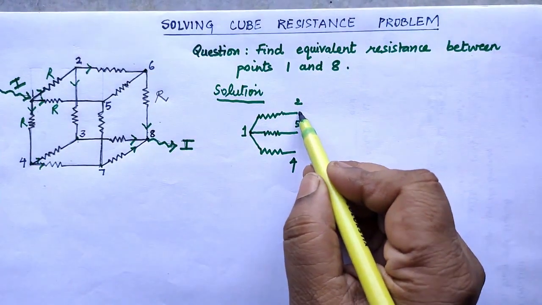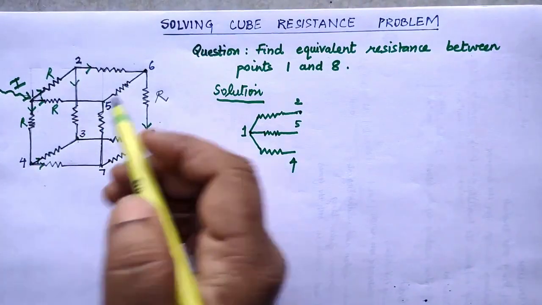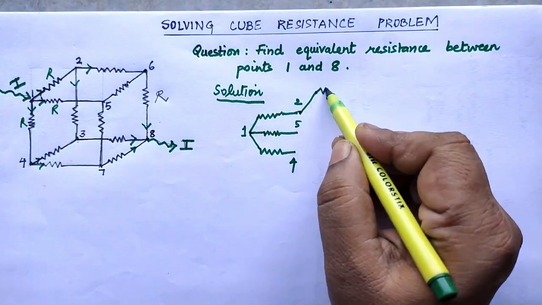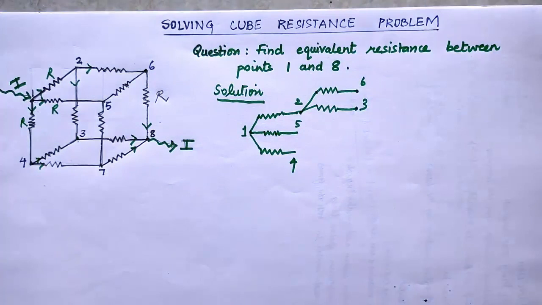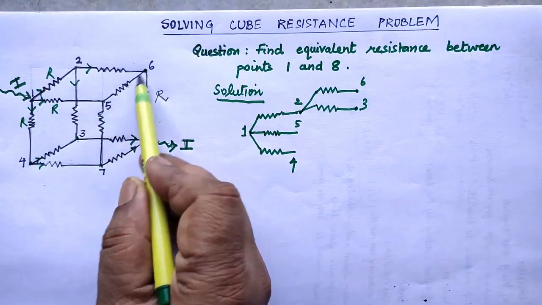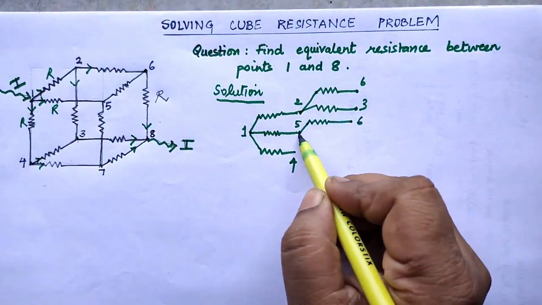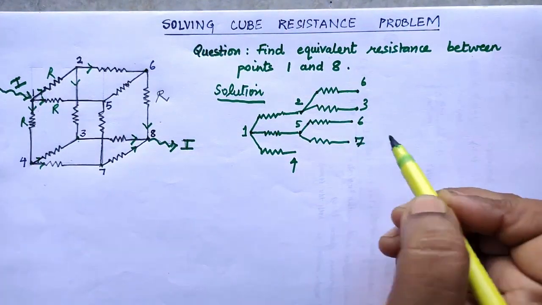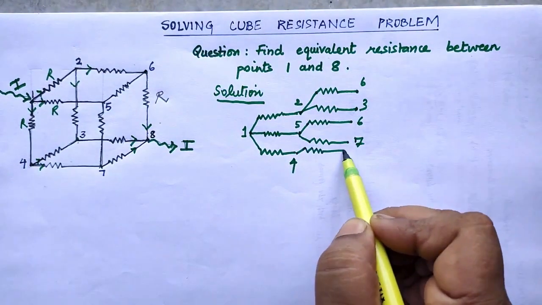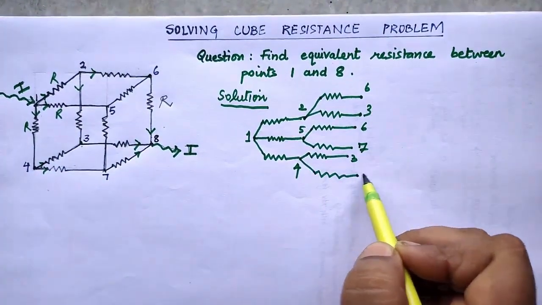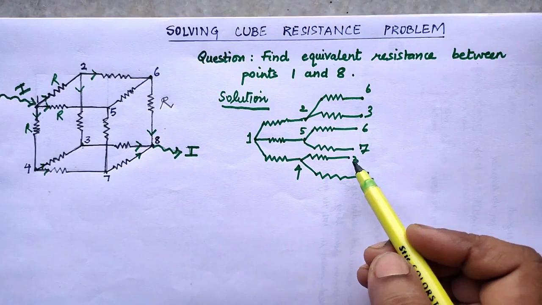Right? Now from these points 2, 5, 4, we have point 6 and point 3. So from point 2 we have point 6 and point 3. Then from point 5 we have 6 and 7. And from point 4 we have 3 and 7. So there are two paths for the current to move, that is 3 and that is 7. Right? So this is the equivalent circuit I am drawing.